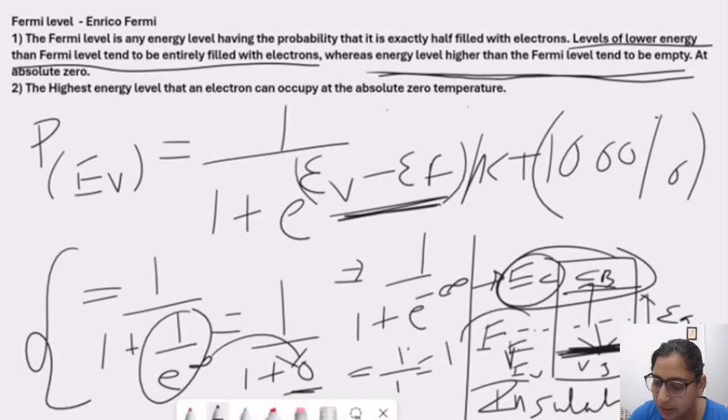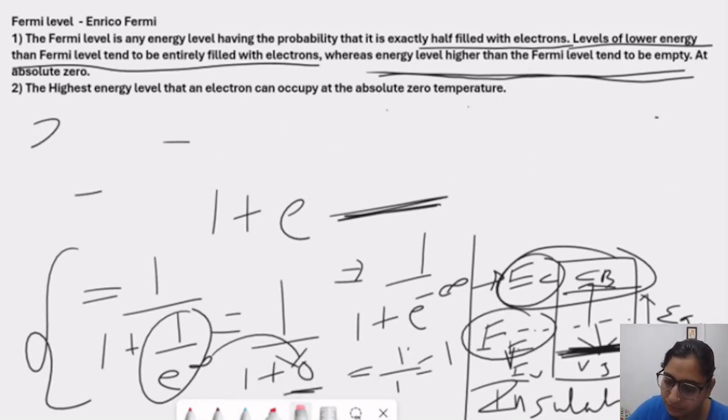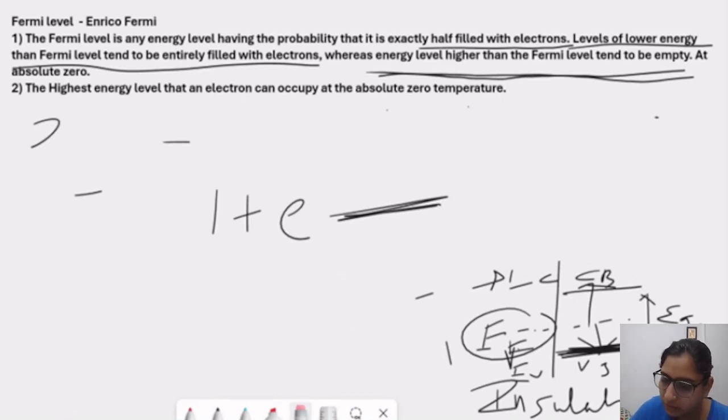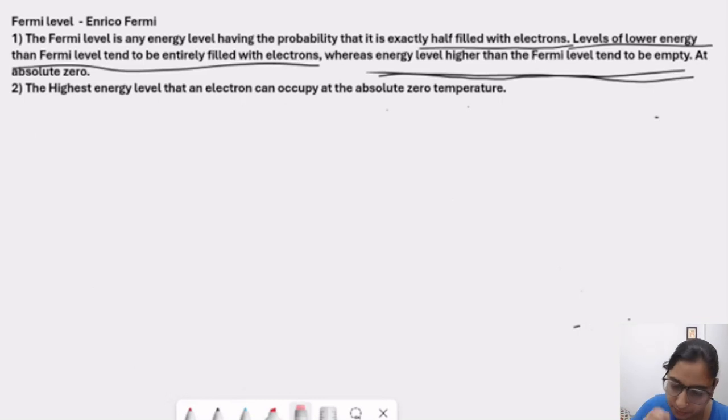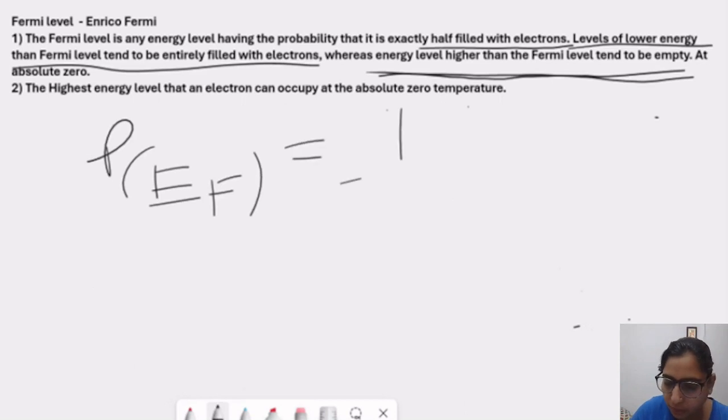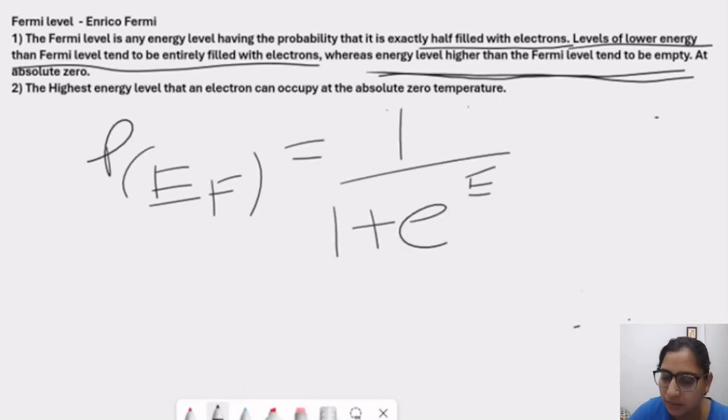Now we will consider the case of EF, that how EF is filled with half electrons. Now the case of EF. So probability at EF will be 1 upon 1 plus e to the power, here EF.